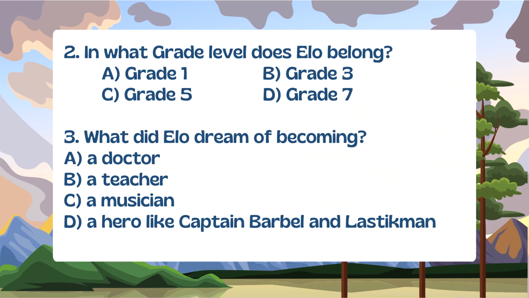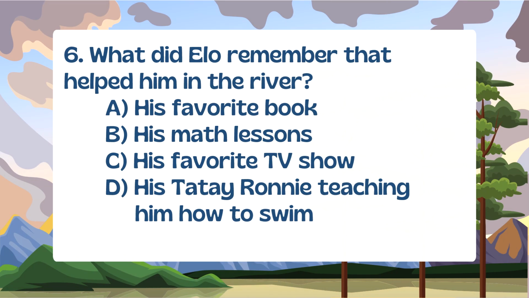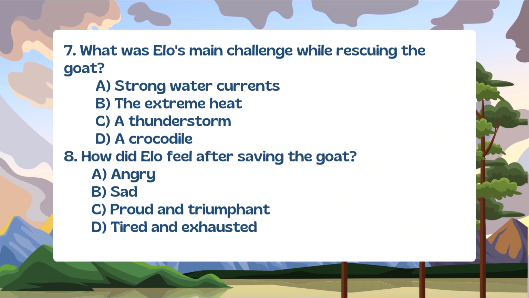Number 3, what did Elo dream of becoming? That's letter D, a hero like Captain Marvel and Elastic Man. 4, what did Elo hear while playing near the river? Letter B, cries for help. 5, what had fallen into the river? C, a goat. 6, what did Elo remember that helped him in the river? Letter D, his tatay Ronnie teaching him how to swim. 7. What was Elo's main challenge while rescuing the goat? It's a strong water currents, letter A.